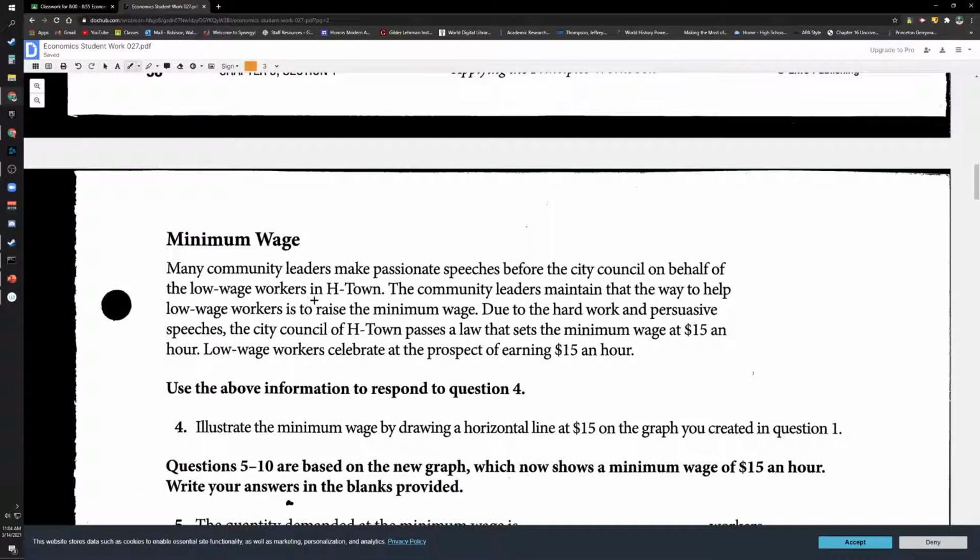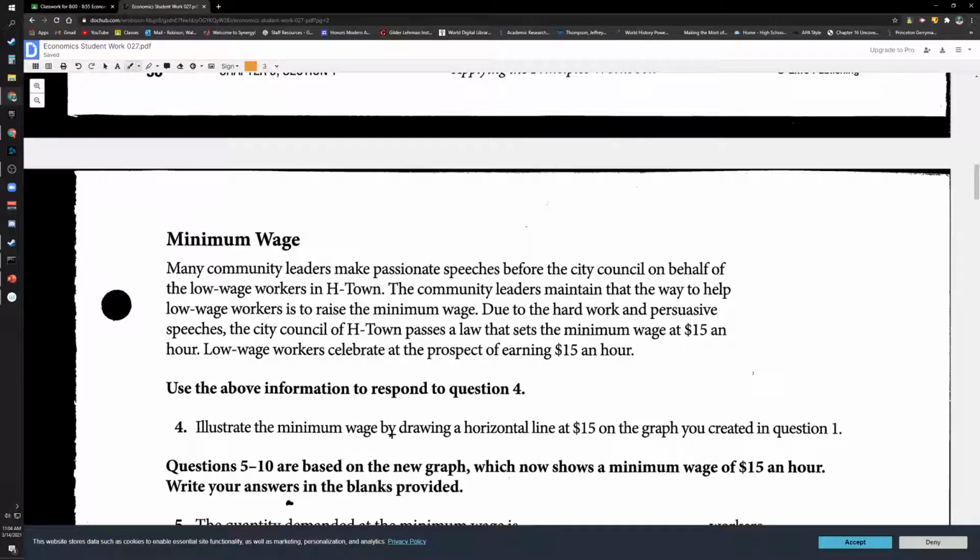Many community leaders make passionate speeches before the city council on behalf of the low-wage workers in H-Town. The community leaders maintain that the way to help low-wage workers is to raise the minimum wage. Due to the hard work and persuasive speeches, the city council of H-Town passes a law that sets the minimum wage at $15 an hour. Low-wage workers celebrate at the prospect of earning $15 an hour. It says use the above information to respond to question 4.